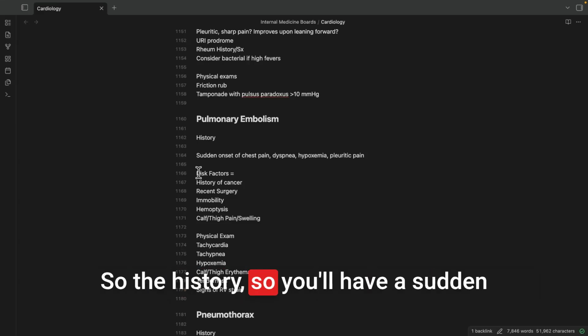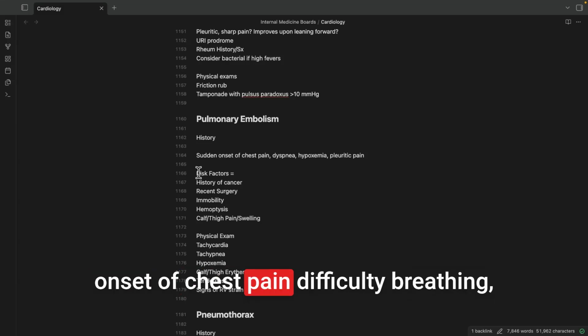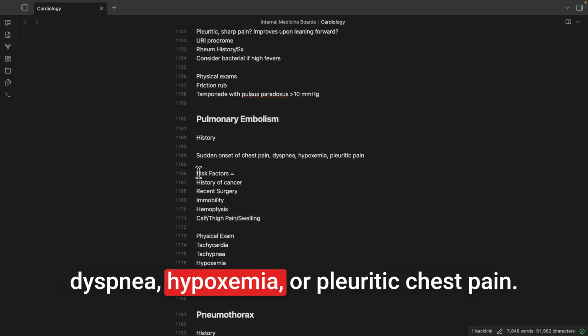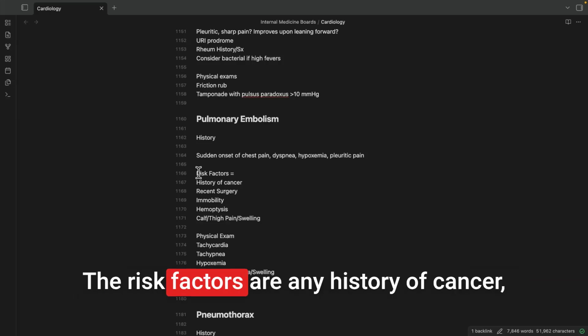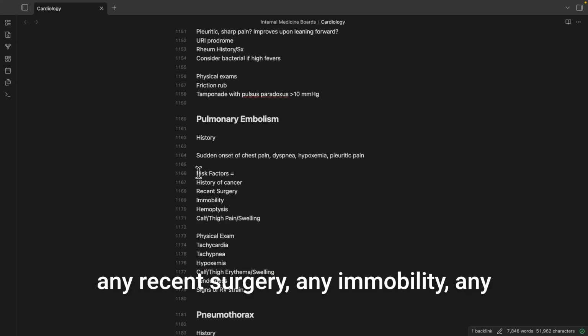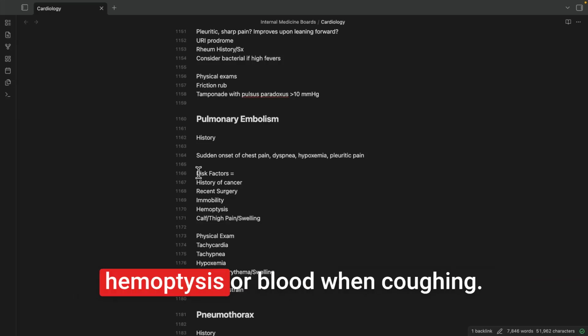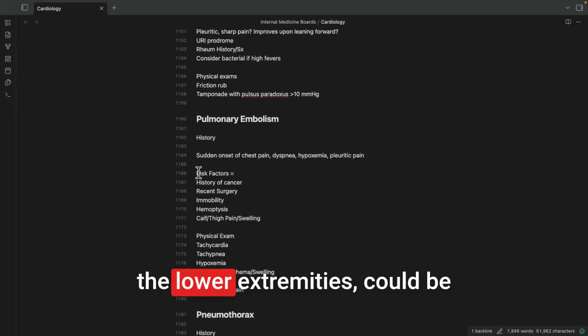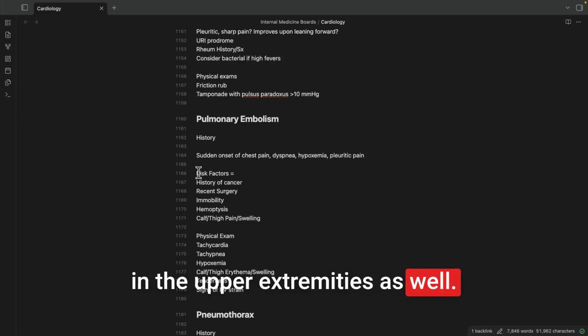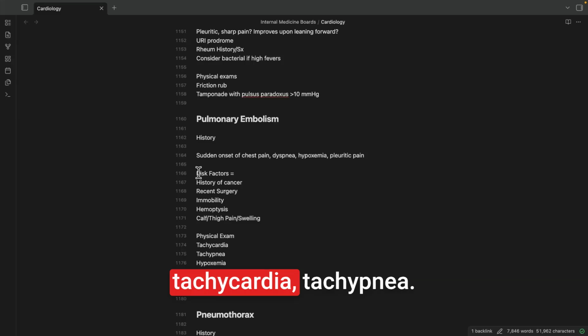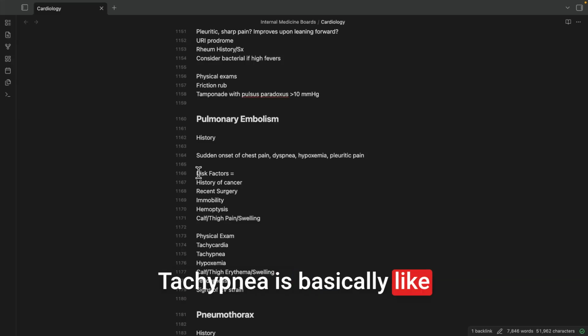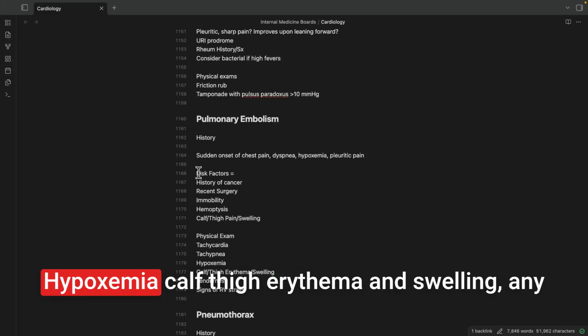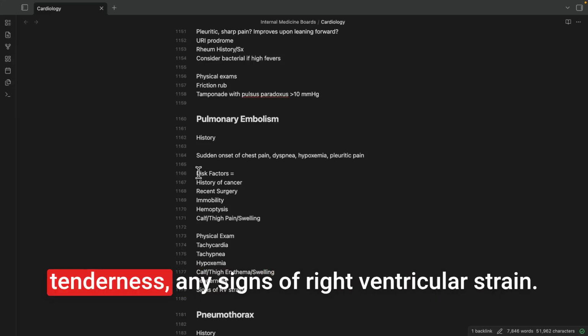So the history, so you'll have a sudden onset of chest pain, difficulty breathing, dyspnea, hypoxemia, or pleuritic chest pain. The risk factors are any history of cancer, any recent surgery, any immobility, any hemoptysis or blood when coughing, any calf or thigh pain or swelling in the lower extremities, could be in the upper extremities as well. Physical exam, so you'll have tachycardia, tachypnea. Tachypnea is basically increased rate of breathing, hypoxemia, calf, thigh erythema and swelling, any tenderness, any signs of right ventricular strain.